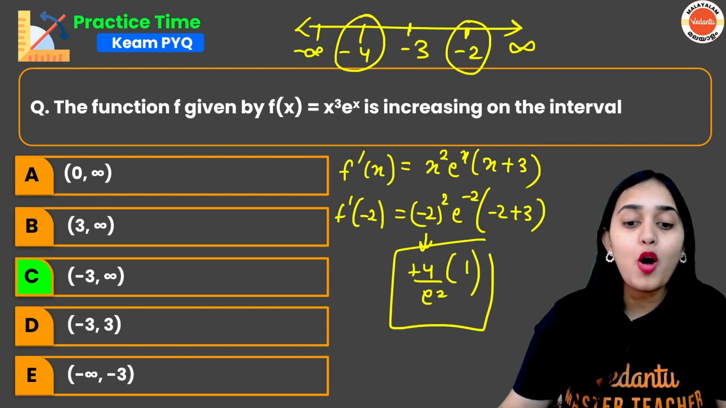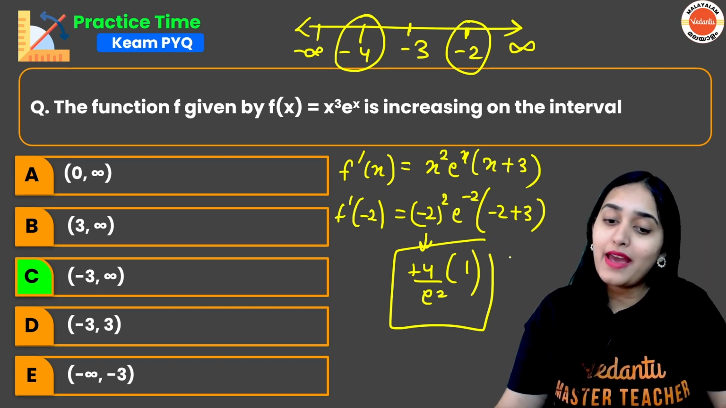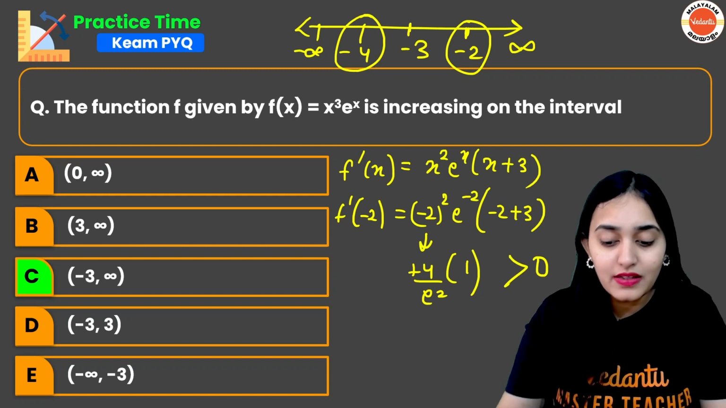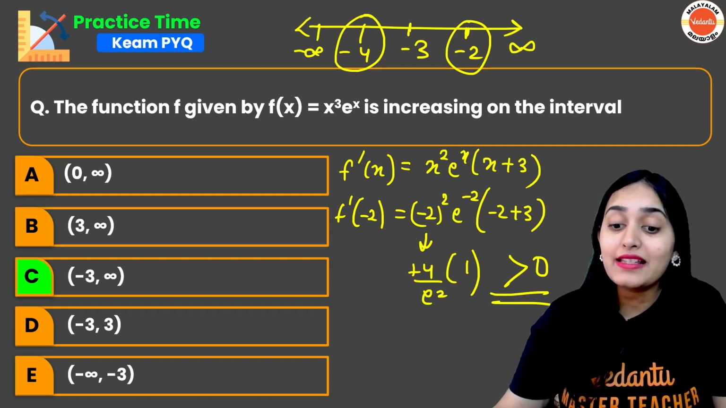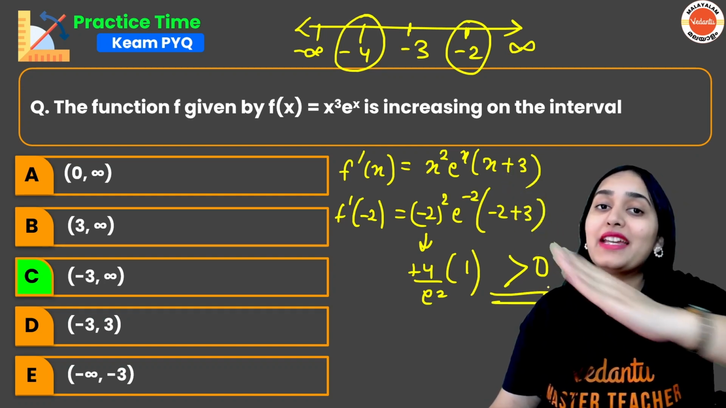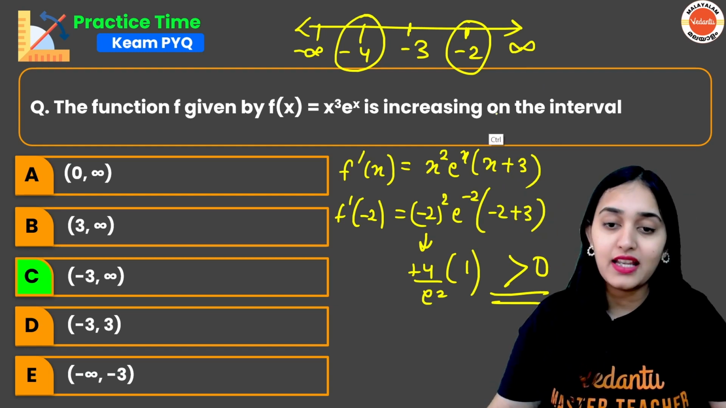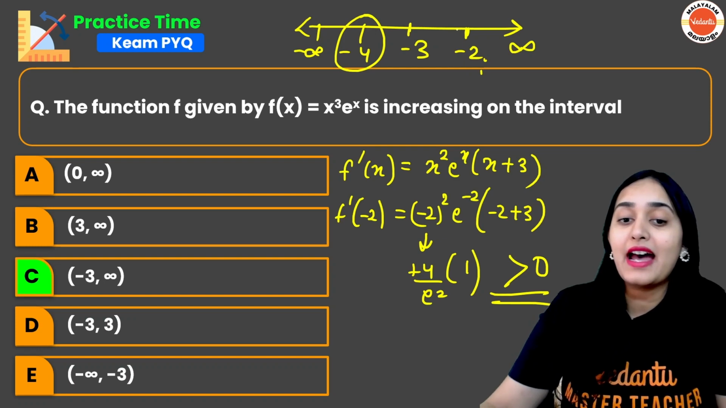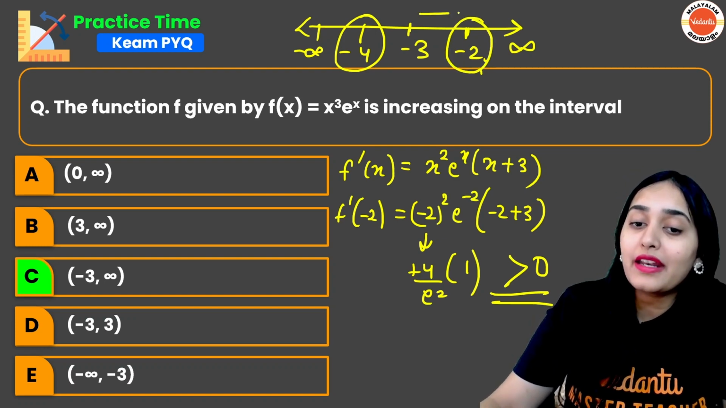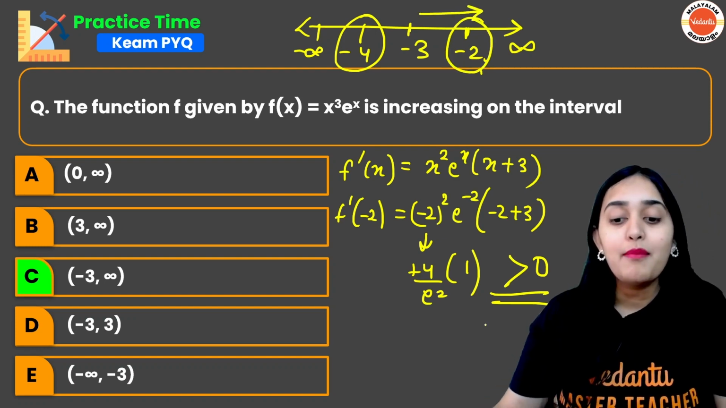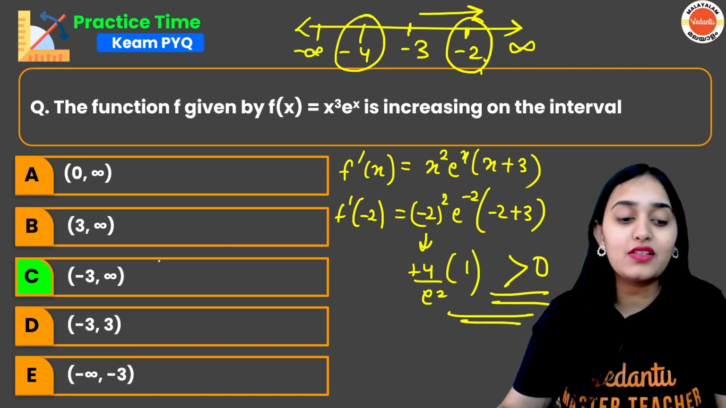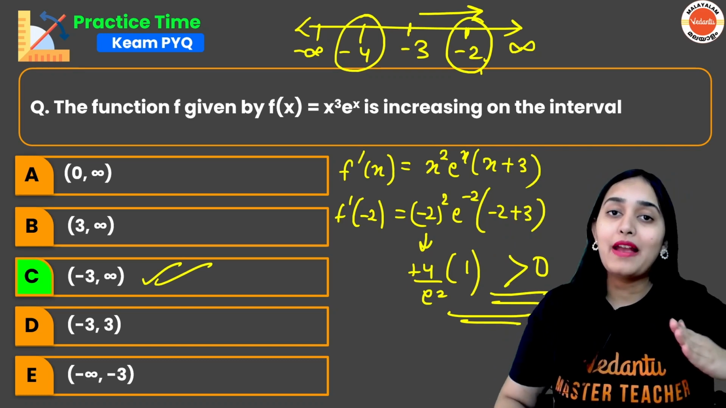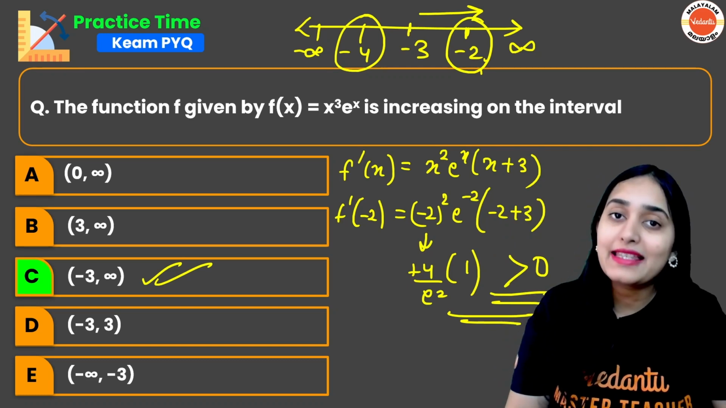Is this answer positive? 4 upon e square is definitely a positive number. So it is greater than 0. If it is greater than 0, it is an increasing function. So no need to check the other interval. We can directly say that for any value greater than minus 3, my function is increasing. So the answer is minus 3 to infinity, my function is increasing because I checked.